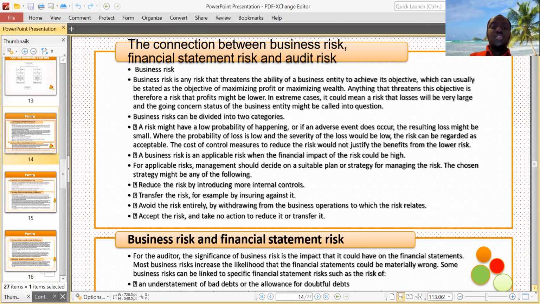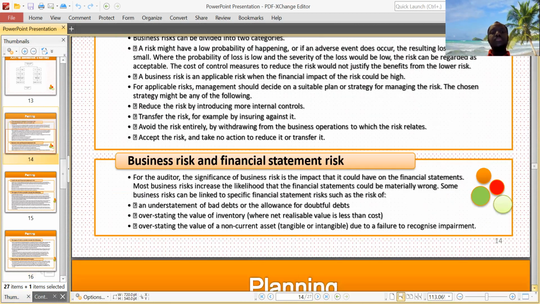Number one, we can reduce the risk. How do you reduce risk? Just think about it. You introduce more internal controls. How do you transfer risk? A typical example is through insurance. You avoid risk entirely. You just avoid it. You don't go into it at all. You accept the risk and try to handle it.